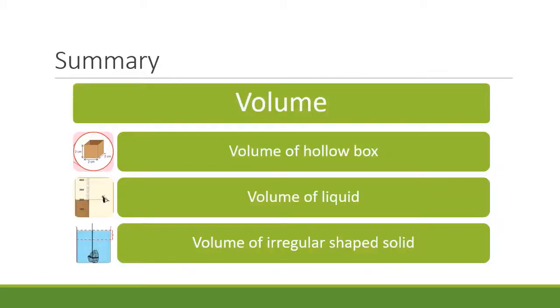In the topic of volume, we have learned to measure three types of volume. The first one, volume of hollow box. We measure volume of hollow box by using 1 cubic centimeter cubes. And then the volume of liquid. Measure the volume of liquid using beaker and cylinder. And last one, volume of irregular shaped solid by using the water displacement method.